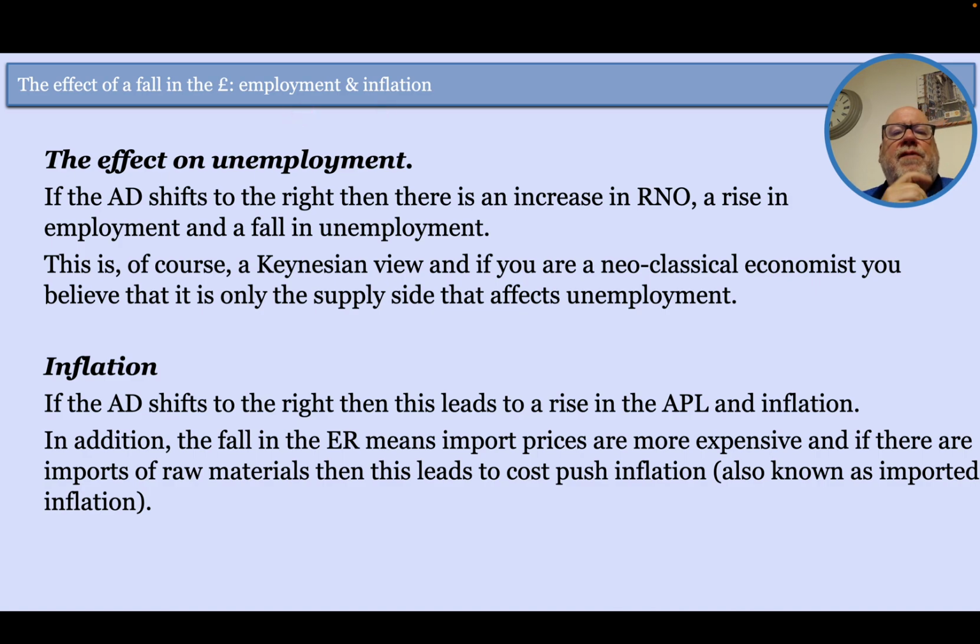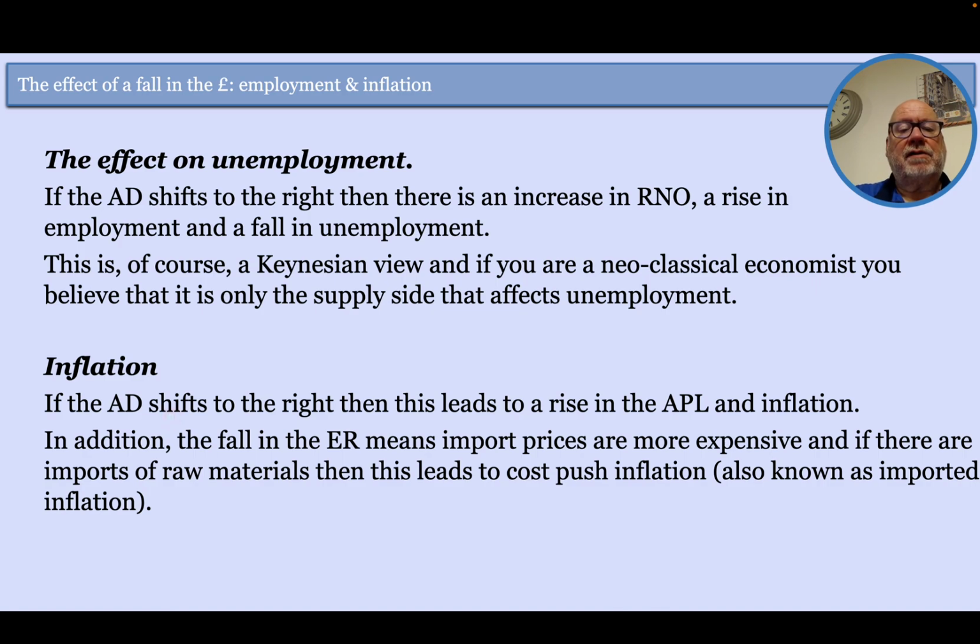Effects on employment and inflation. Well, let's have a look. Aggregate demand is shifting to the right. That means there's an increase in real national output, rise in employment, fall in unemployment. I think here you could then sneak in that that's only a Keynesian view of the economy. In the neoclassical or classical view of the economy, it's only the long-run aggregate supply curve that affects the level of unemployment, okay, and not the shift in the aggregate demand. And so that could be a nice little bit of evaluation on that one.